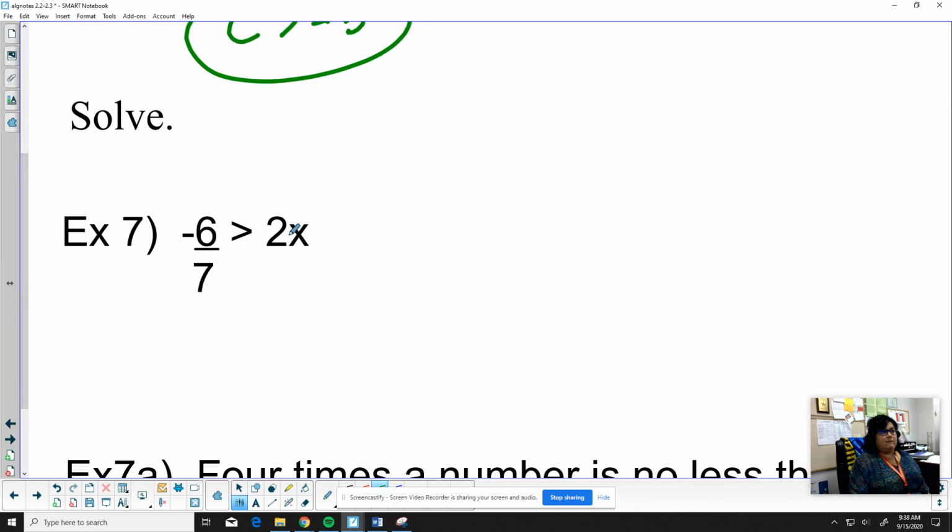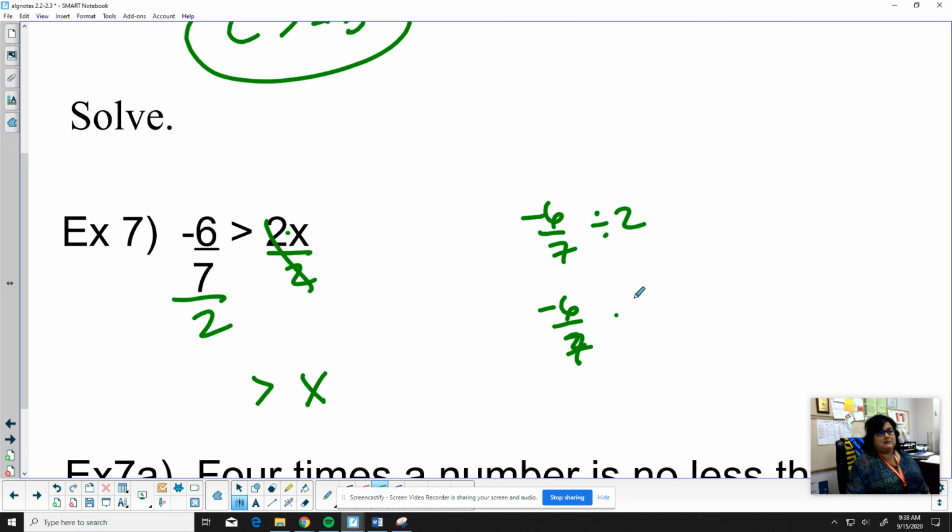Okay, let's look here. If I want to get the x by itself, these are multiplied. So I would divide by 2. X drops. There's no flip when I divide by a positive. -6/7 divided by 2 is the same as -6/7 times 1/2. So that's -3/7. Okay, and you would just put this in your calculator in Desmos. I just don't have a calculator right here. So then I have to flip it because x is in the back. So my final answer is x is less than -3/7.